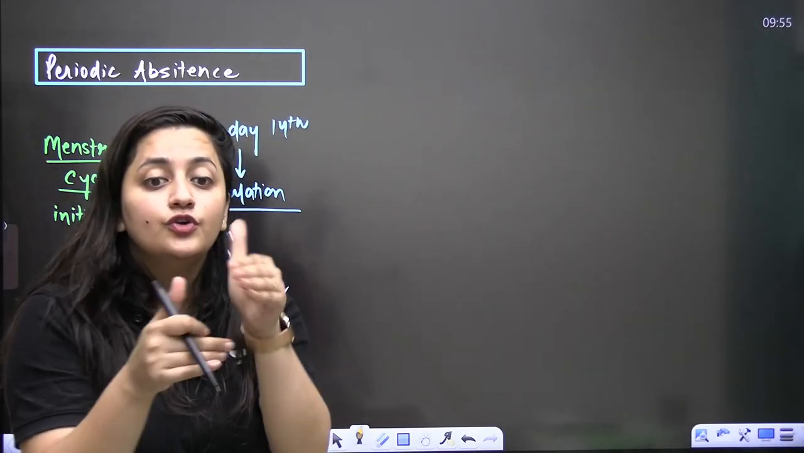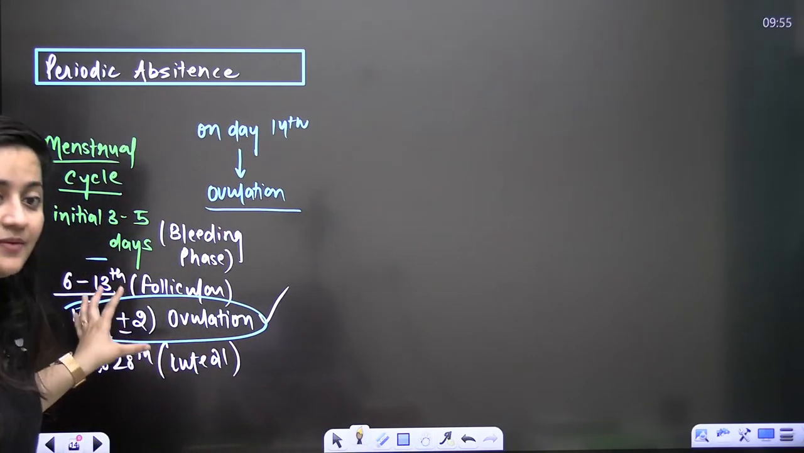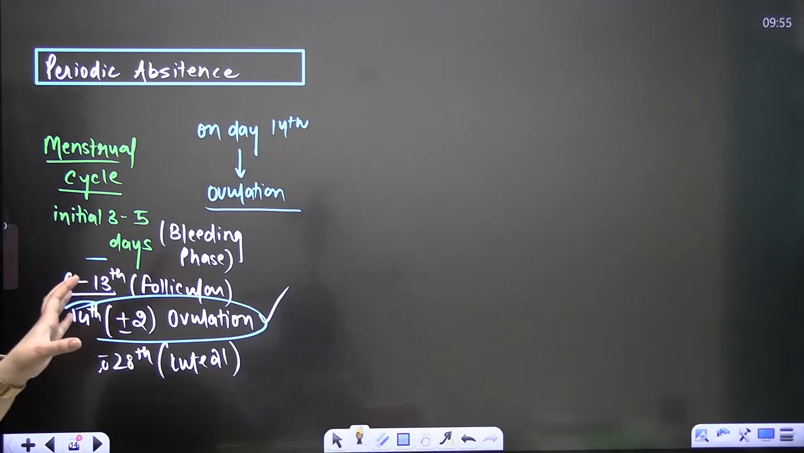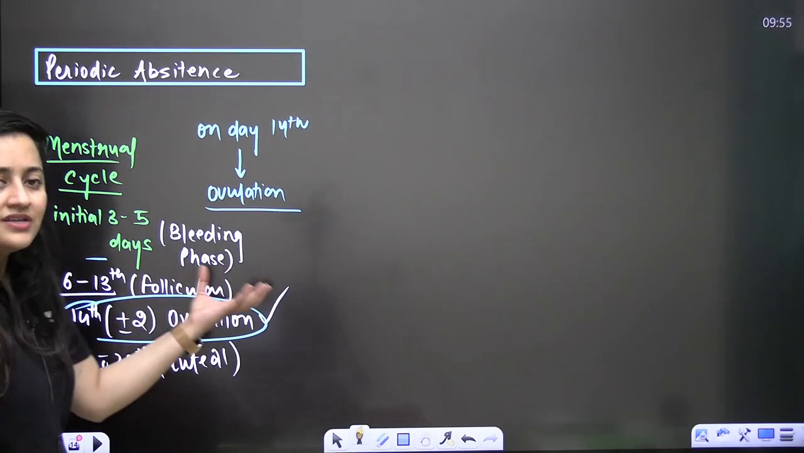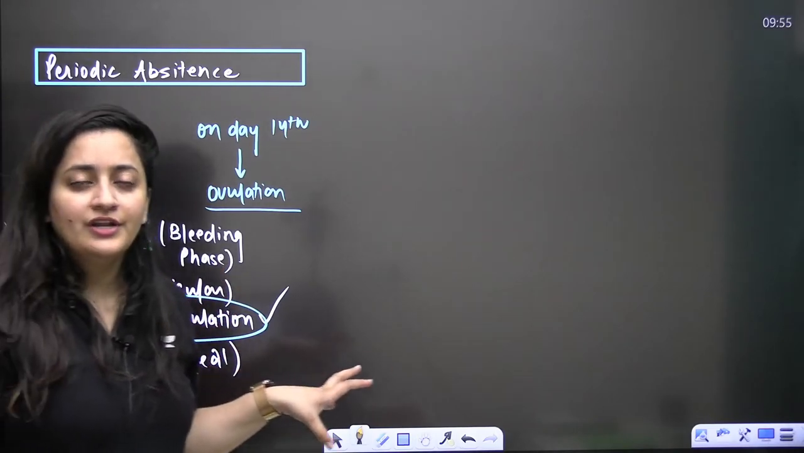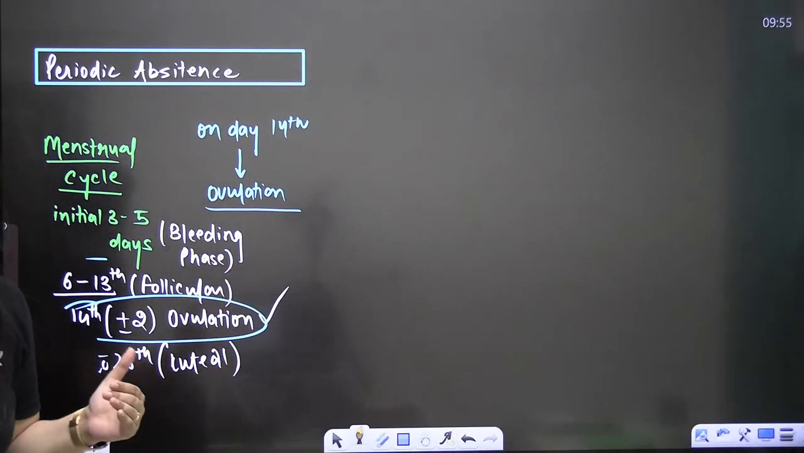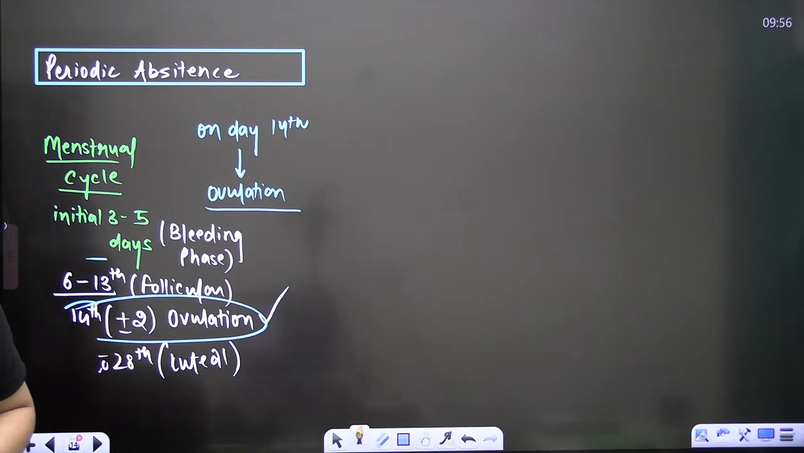During that period they should avoid sexual intercourse, because if sperm are present within the female genital tract, it can result in pregnancy. Yes or no? So it is considered as the fertility period. During this ovulatory phase, this fertility period, sexual intercourse should be avoided. So this is basically your natural method or the rhythm method. Are you getting it? Done?